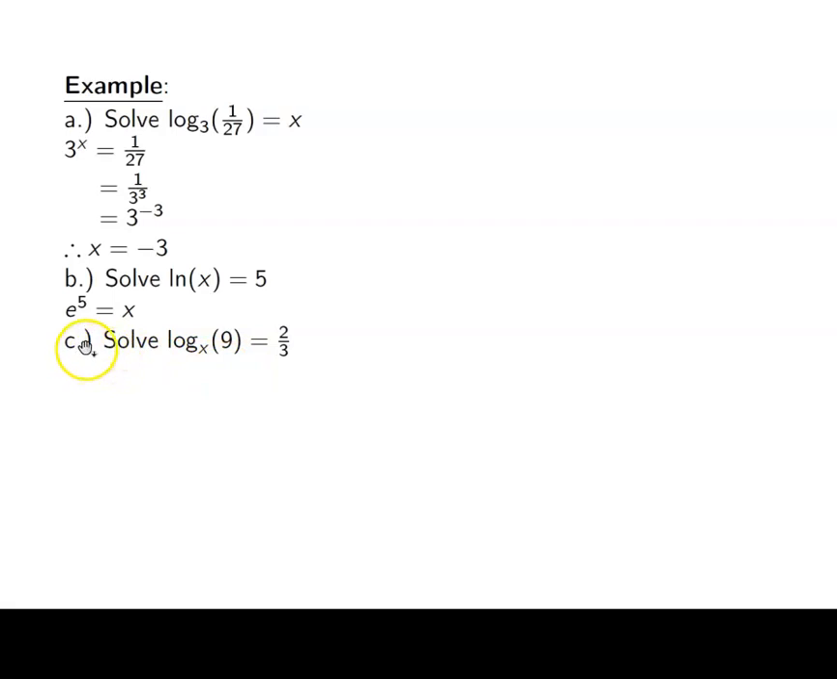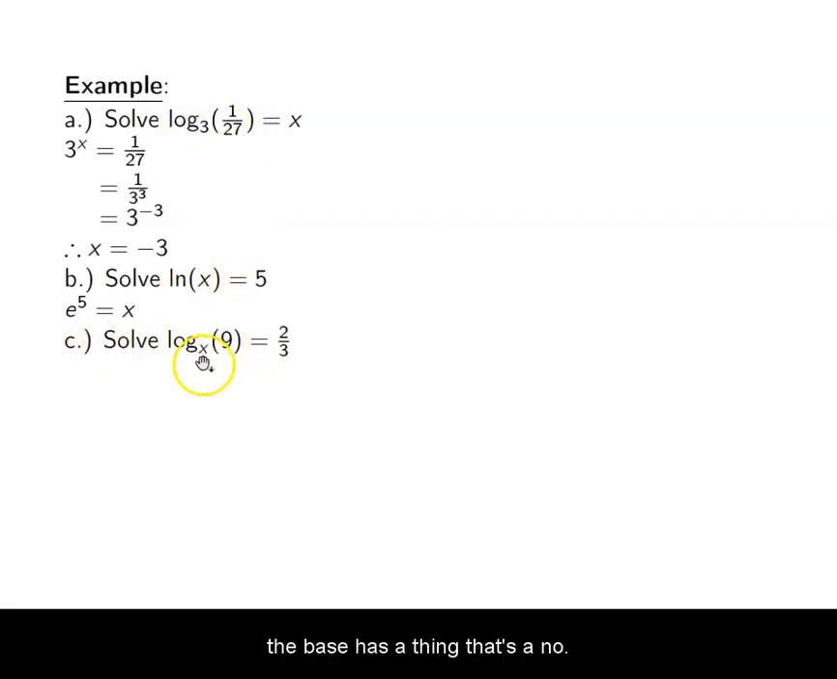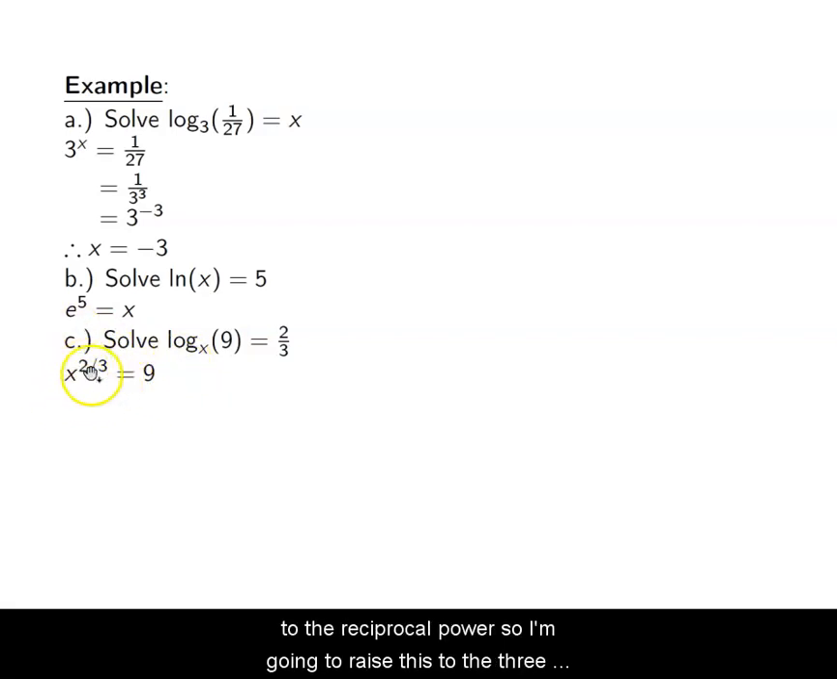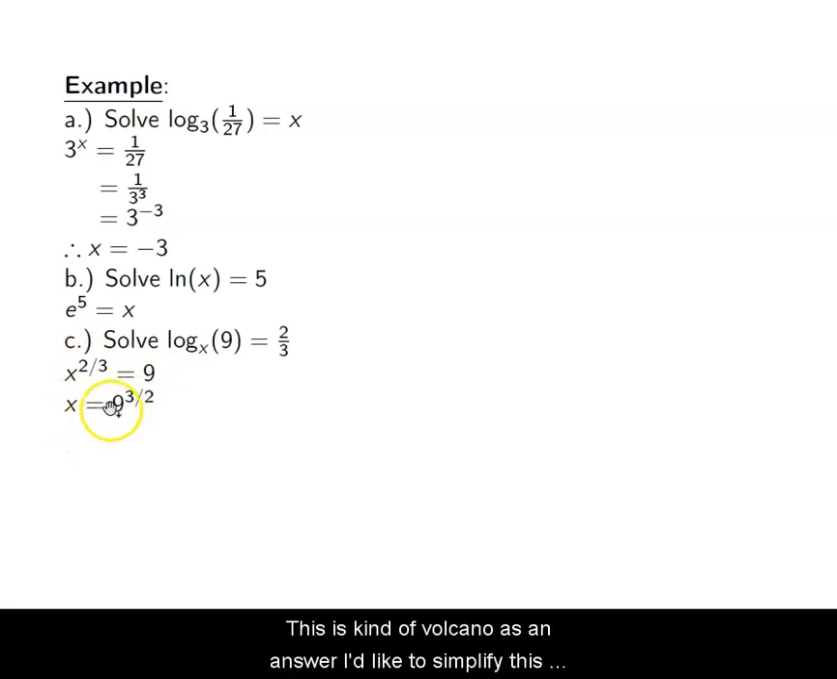Okay. This one's a little different. Instead of giving me the base, the base is the thing that's unknown. So my base is x. I'm going to raise that to the power of 2/3, and that has to equal 9. Well, this is pretty straightforward. If I want to solve this, I raise both sides to the reciprocal power. So I'm going to raise this to the 3/2, and I'm going to raise this to the 3/2. So that'll cancel this. This is kind of okay as an answer, but I'd like to simplify this if I can.